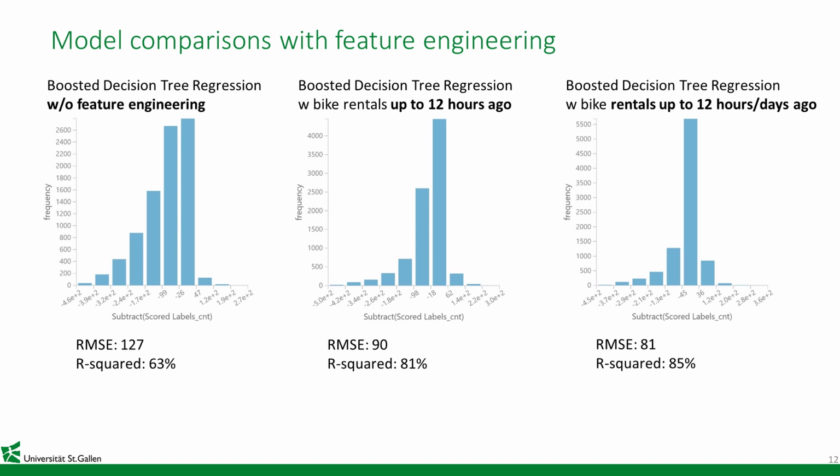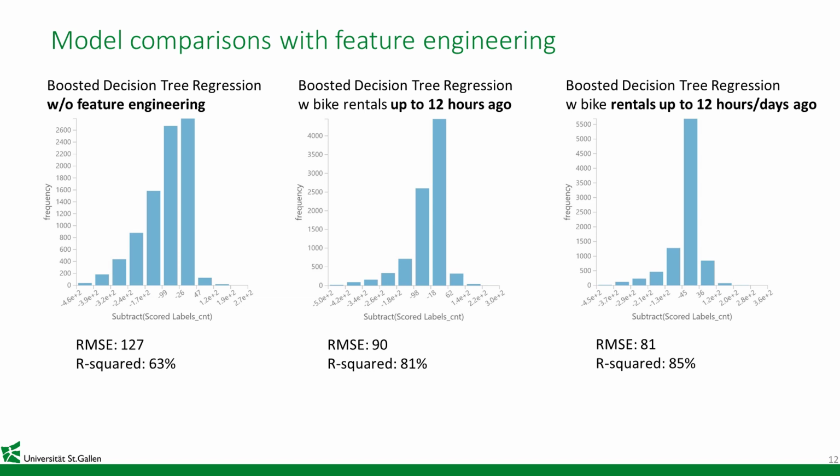Now, because we did this model comparison stuff already a couple of times, I really trust that you can do it now on your own. And instead of showing you the whole procedure again in Azure, I'm just showing you some summary results. So as my algorithm, I chose the boosted decision tree regression, and the 2 charts on the right, those are the ones which include the feature engineering.